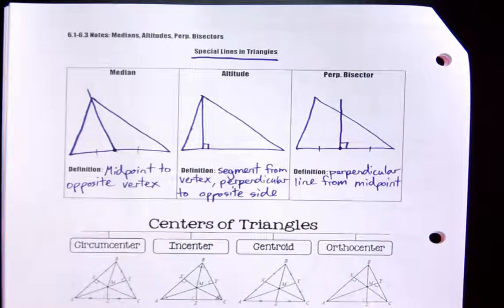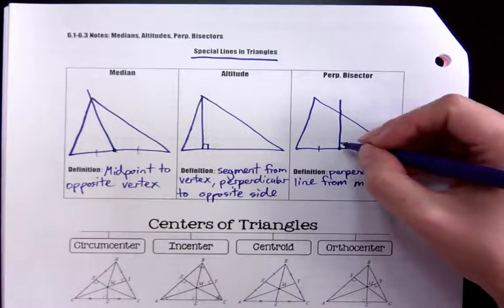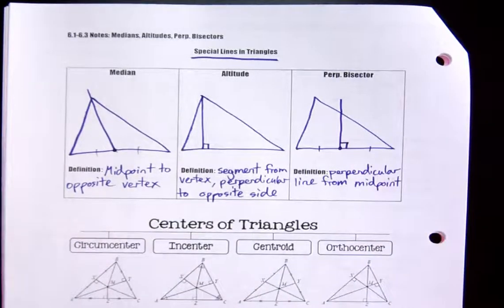Yes? Yeah, altitude and perpendicular bisectors always have to have right angles like that. And so as we're doing them, because your project's going to be graphing these and then also finding the equations of the lines and mathematically finding where they intersect.